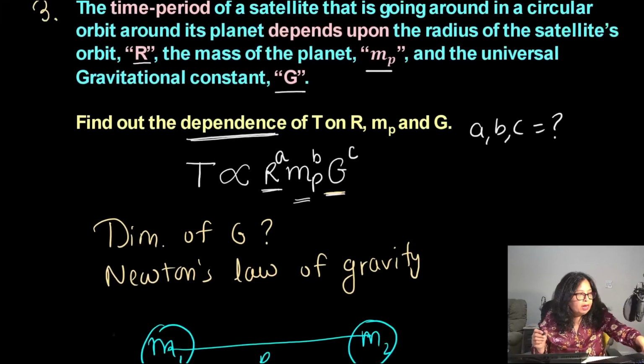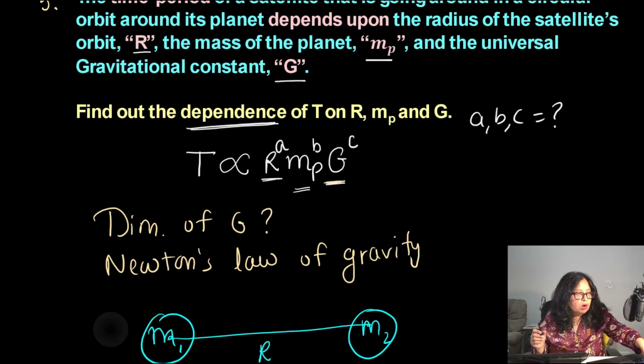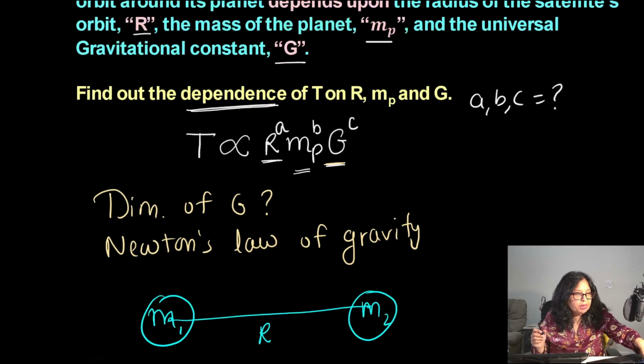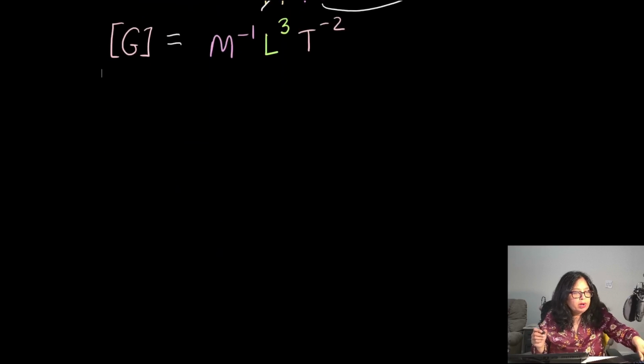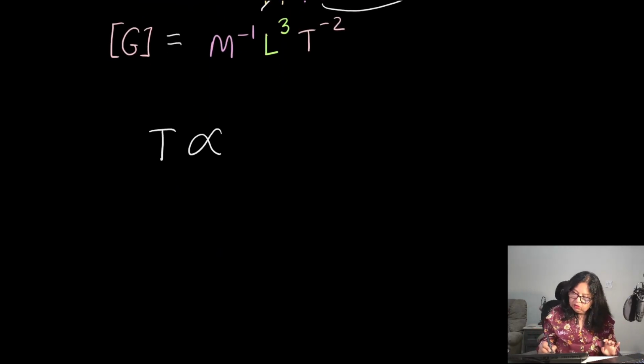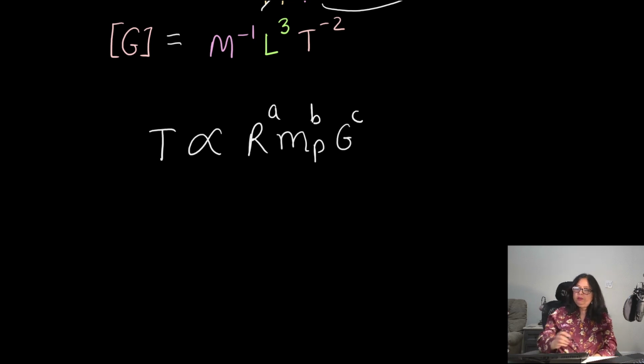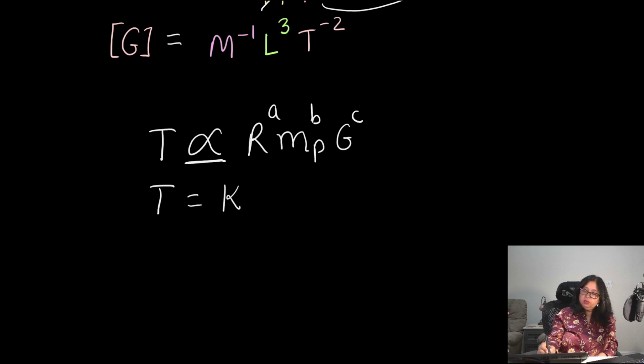Here I had T was proportional to R^A, M_P^B, G^C. So T is proportional to R, M_P, G, with powers A, B, C in order. Okay, cool. Take away this symbol of proportionality and introduce a constant K this time.